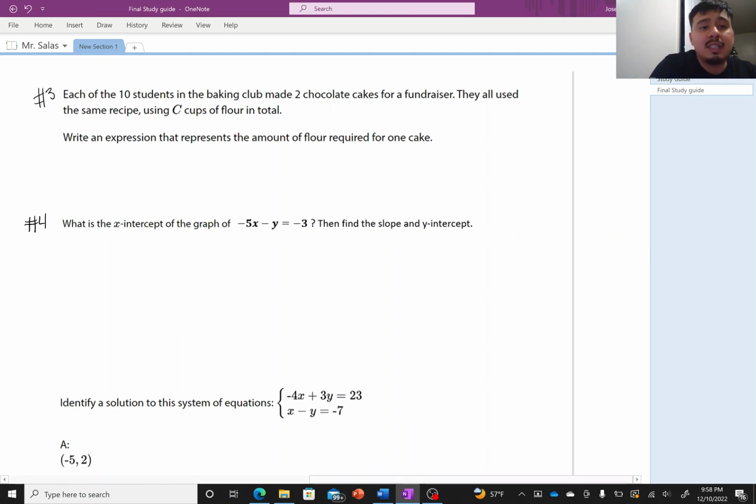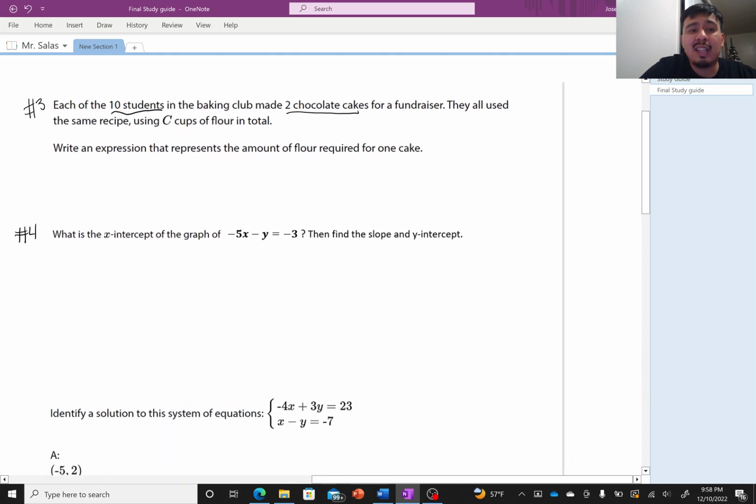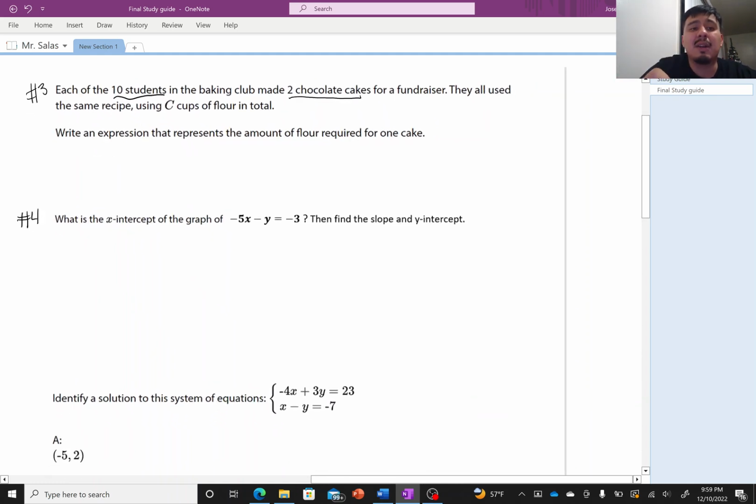So the problem says that we have 10 students. Okay, we know that we have 10 students. We know that they made 2 chocolate cakes. And we know that they use the same recipe. But guess what? The important portion of that sentence is that they are using C cups of flour in total. So we know that they're using C cups of flour, but we don't know that amount. We just know that that's the total.